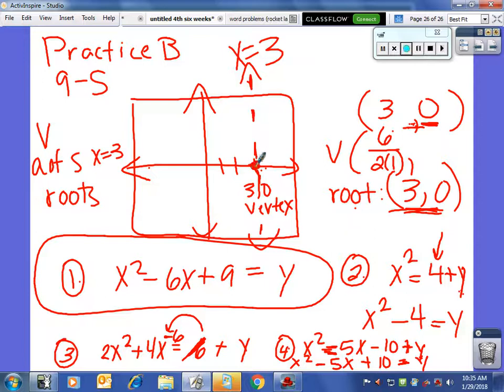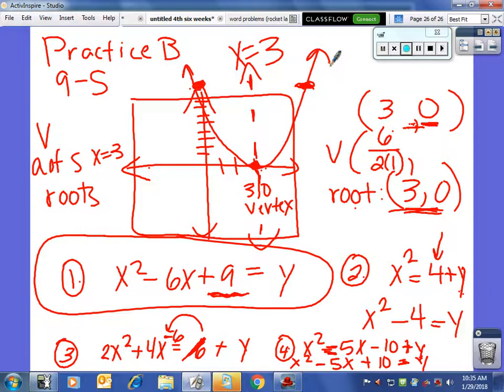Now, it's really hard to draw a nice picture with one point. What's another point I know right away, just by looking at the equation? The y-intercept is 9. So I'm going to go up to the y-intercept and put a dot at 9. And then I can use my axis of symmetry to figure out the other point that goes over here, and then that's probably good enough.